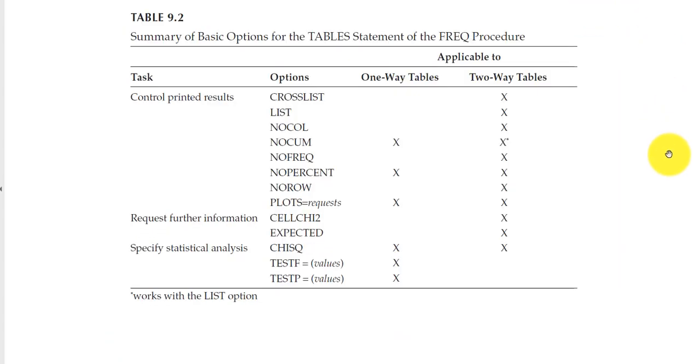The TABLES statement has options, so after your table requests, you put a slash, just like in some of the other procedures we've seen where they have options listed. Some of them control your printed output for one-way tables only, some for two-way tables, some for both. You can request the chi-square test with CHISQ, which you can do for both one-way and two-way tables. And we'll talk about this TESTP option. There's a TESTF option that works quite similarly.